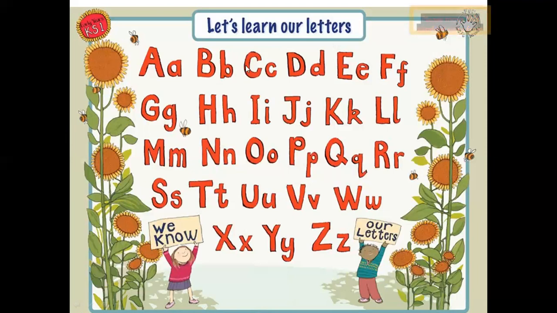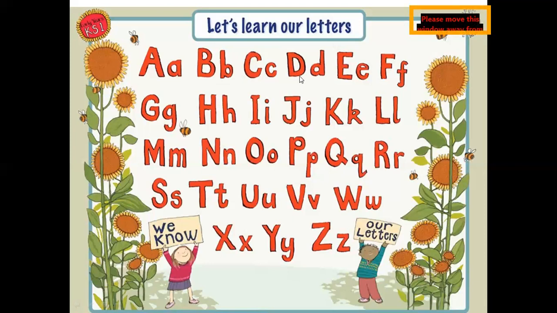After B, our next letter is C. This one is the uppercase C and this one is the lowercase c. C, k, cat. C, k, car. C, k, cake. This is the letter C. This one is the big C and this one is the small c. Understood? Now after C, our next letter is D.